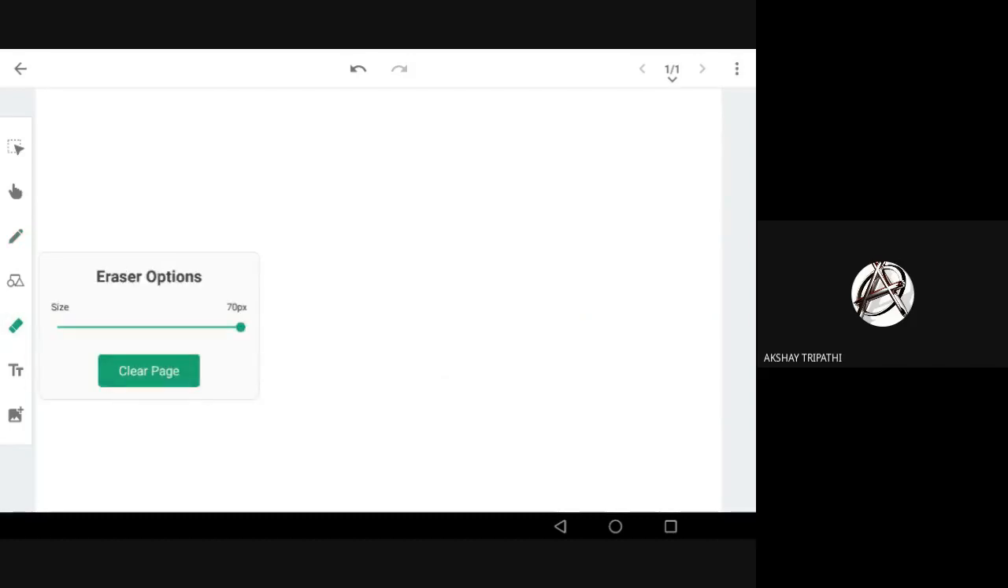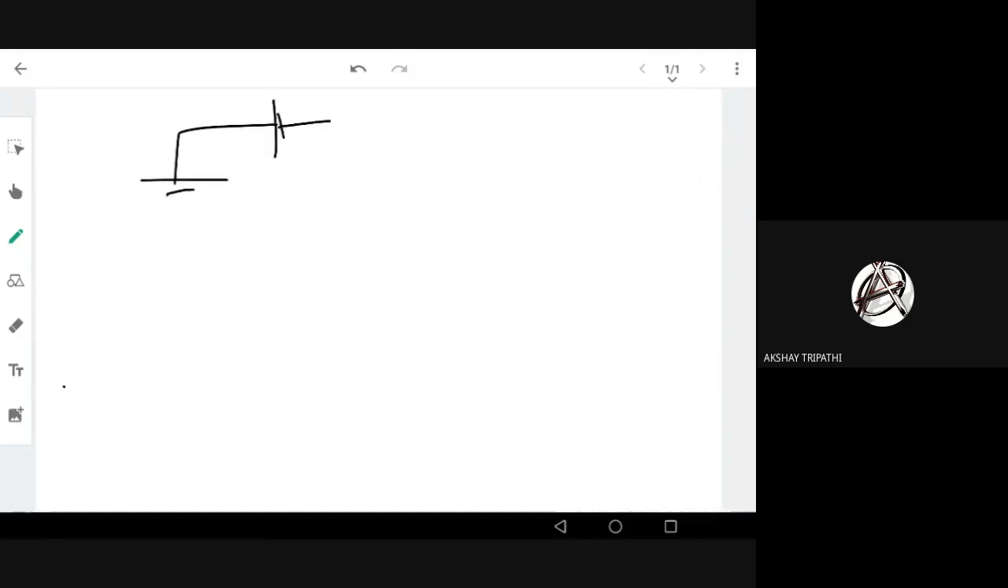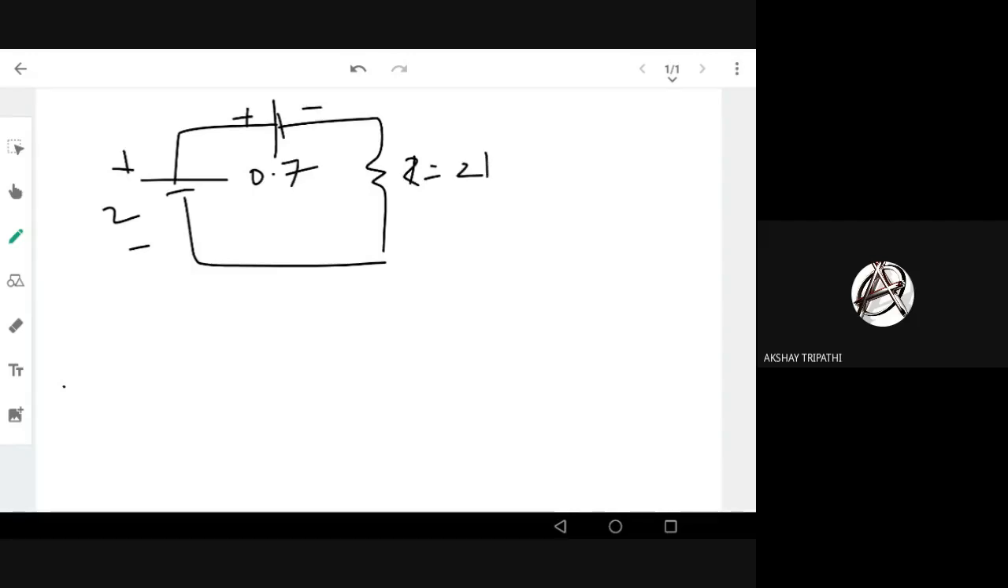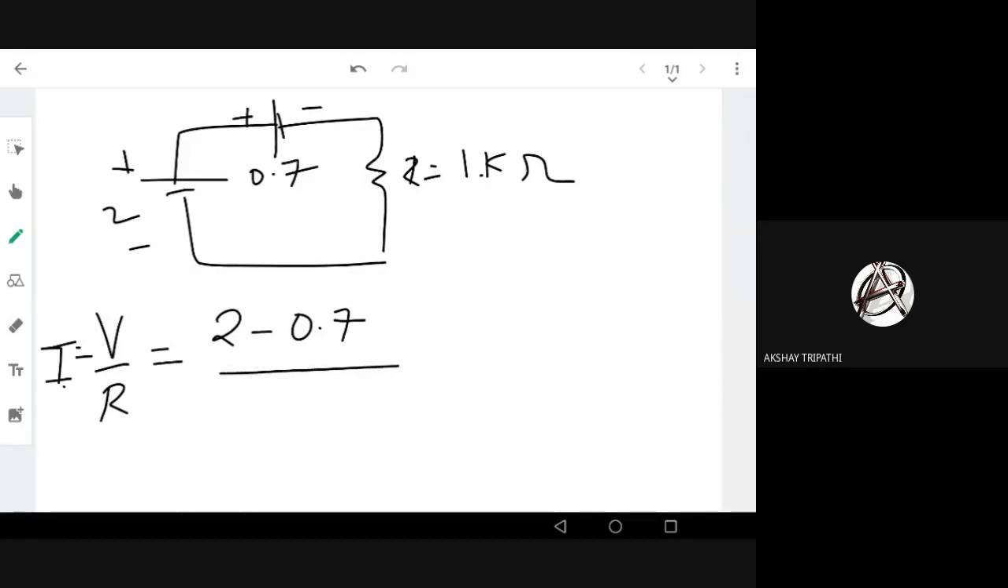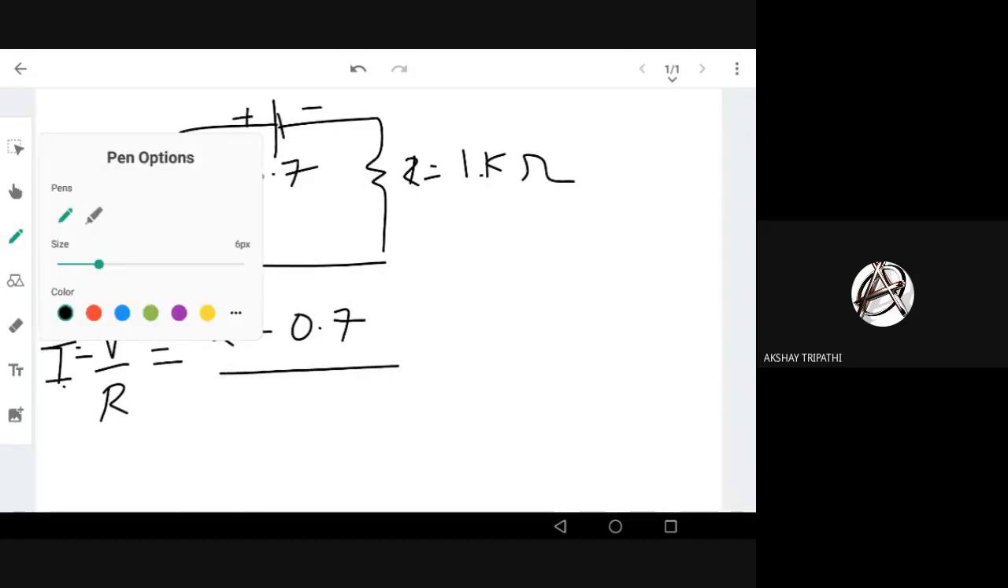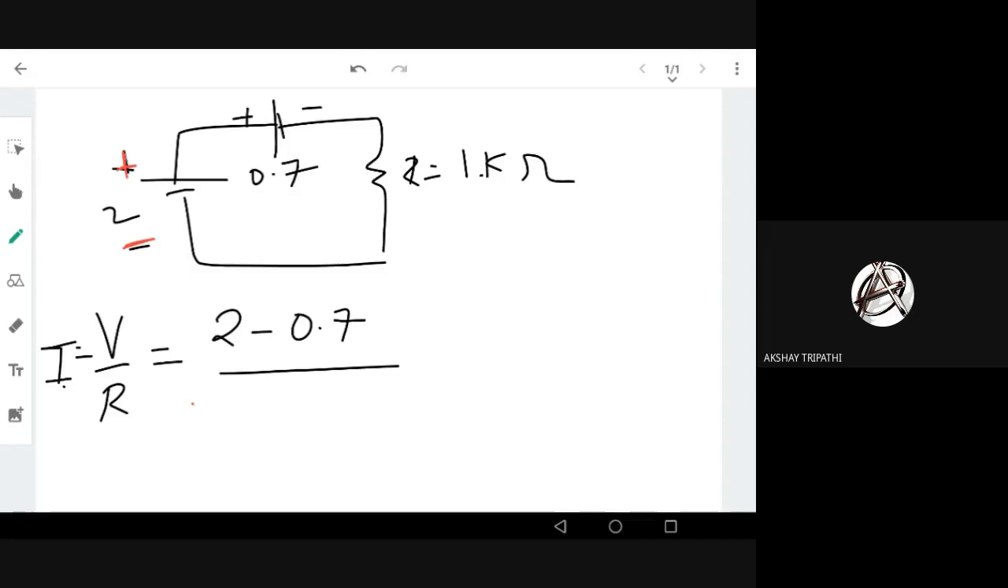Now in this case, the circuit is like this: voltage, diode representation, resistance, right? This is 2 volt. Diode, this is plus minus 0.7, and this is R equal to 1 kilo ohm. So in this case, I equals V by R. What is the equivalent voltage in the circuit? We know 2 minus 0.7. If you use Kirchhoff's law, you can see this is minus to plus, so I put it plus, and this is plus to minus, this is decreasing, so I put it minus by convention, right?